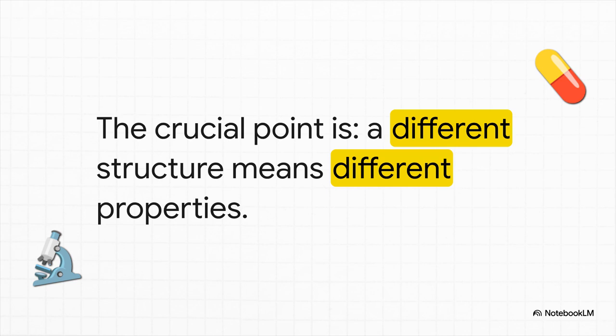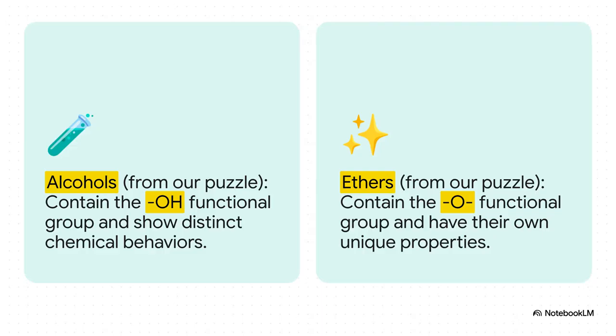And if you take one thing away from this, let it be this. The whole reason we care so much about isomers is that different structures mean different properties. A tiny change in how atoms are arranged can be the difference between a life-saving drug and something completely useless, or even dangerous. Let's just go back to our C4H10O puzzle one last time, because it shows this perfectly.